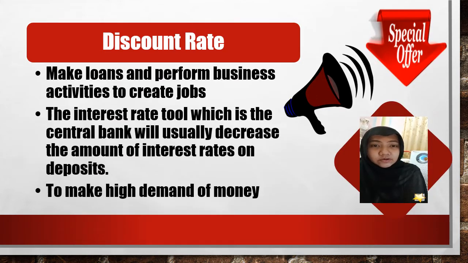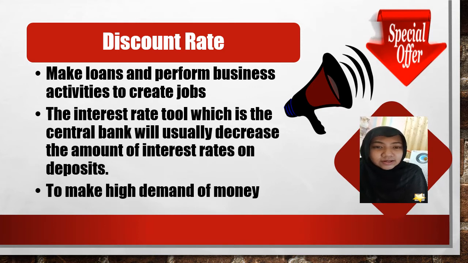The next method to overcome unemployment is the discount rate. The discount rate, also known as the bank rate tool, is where the central bank will lower the discount rate. This may lead people to take loans and perform business activity to create jobs in order to overcome the unemployment problem.